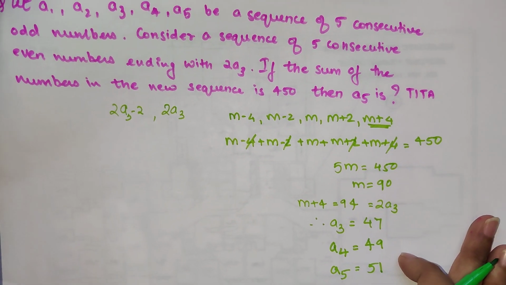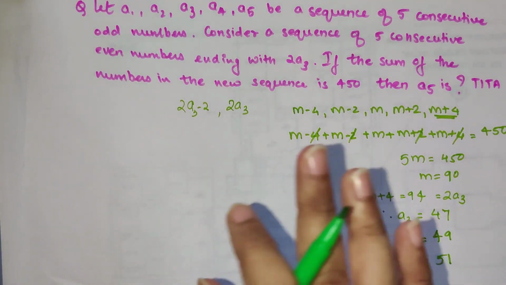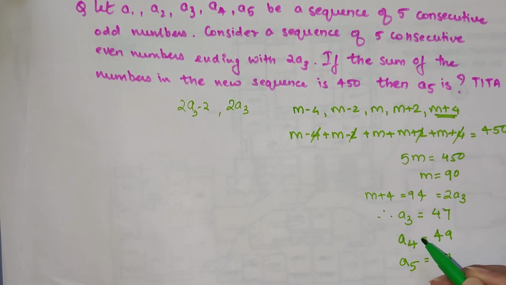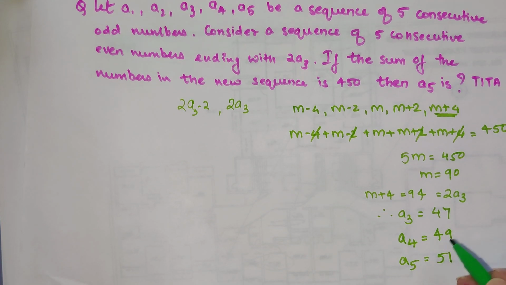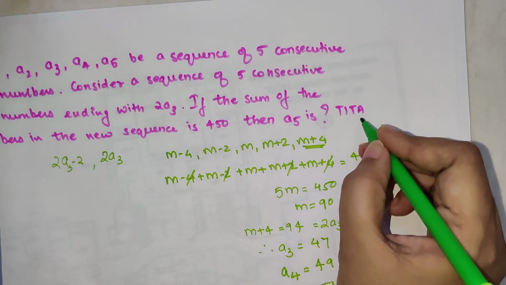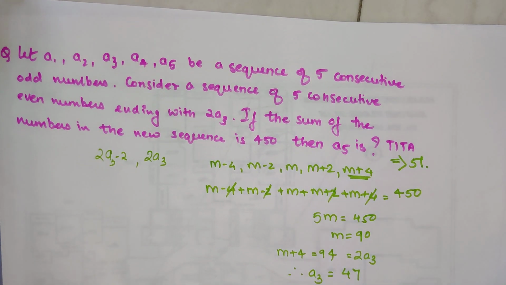So you saw how easy this sum was. It's very simple actually. The only problem was students goofed up somewhere here, and while this was very silly, while considering A4 they took it as 48. Okay, so that is where a lot of students messed up. So here your final answer is 51. So see, it was so easy, correct?